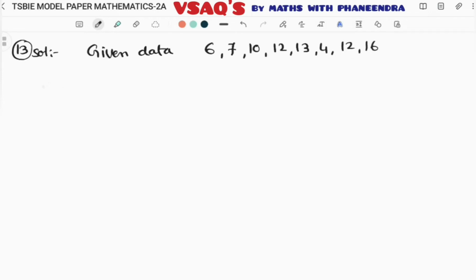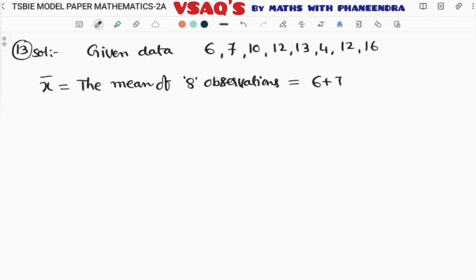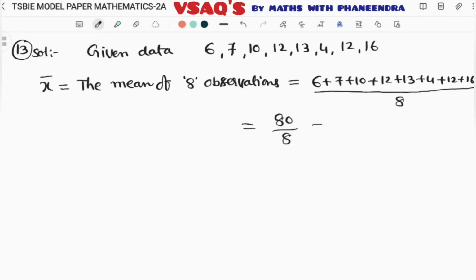So x bar means the mean. Mean of 8 observations is equal to 6 plus 7 plus 10 plus 12 plus 13 plus 4 plus 12 plus 16 by 8. So how much will it be? 6 plus 7 is 13, 13 plus 10 is 23, 23 plus 12 is 35, 35 plus 17 is 52, 52 plus 28 is 80. 80 by 8 is equal to 10. Therefore, mean x bar is equal to 10.